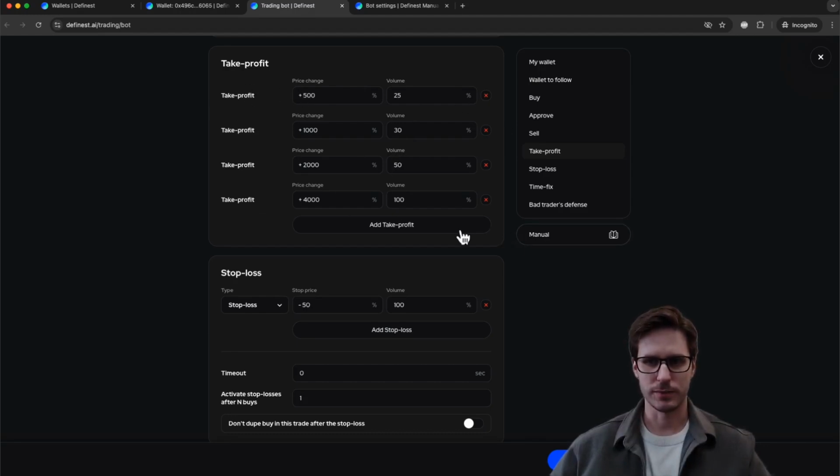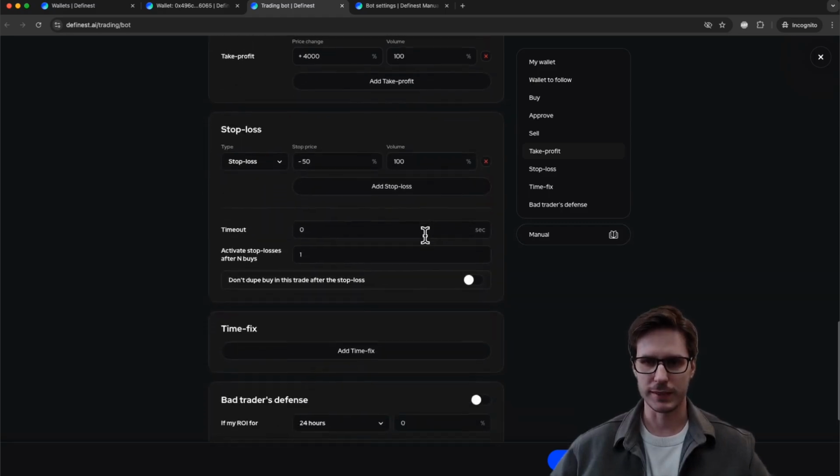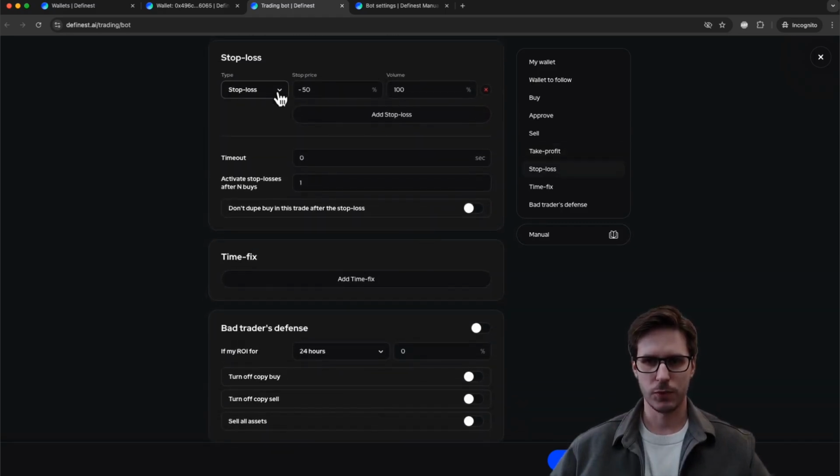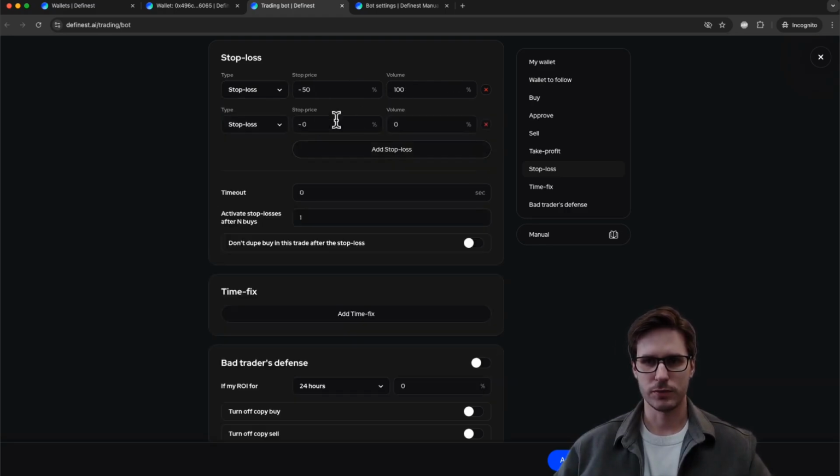Next, stop loss settings. Stop loss is very interesting. There is both a regular stop loss and a conditional stop loss. How does a regular stop loss work? The price dropped by 50% from the starting point. You sell the whole coin. Or, for example, you can also make a ladder, right? Half of the coin fell by 75%.